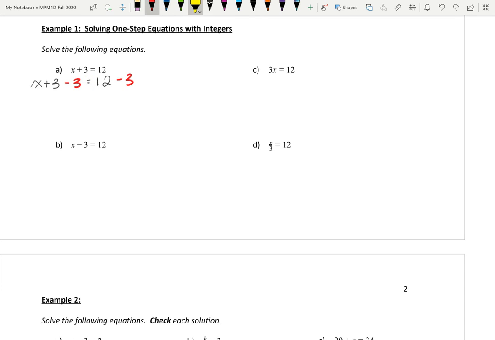Okay, and so plus 3 subtract 3, well, that'll equal 0, or they just eliminate each other. Once you do that, your x is now alone on the left side, which is what we want. And then 12 subtract 3 is 9.